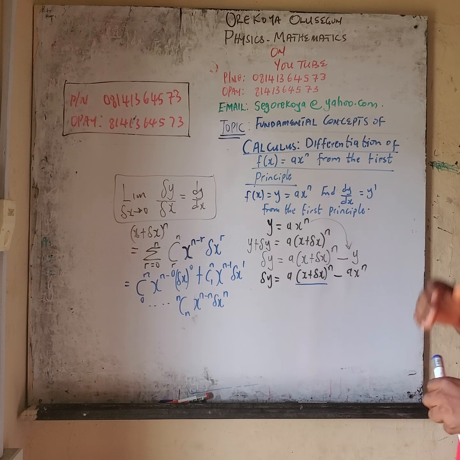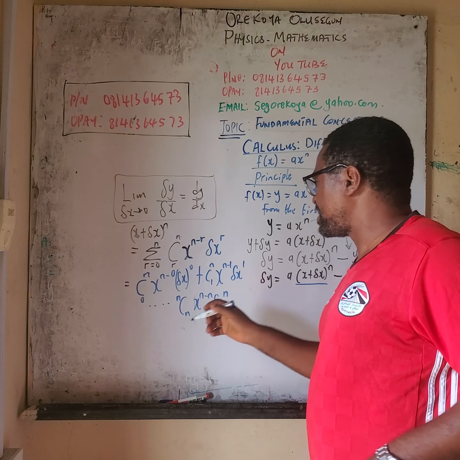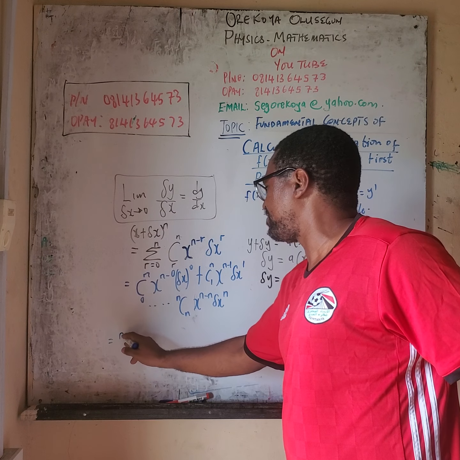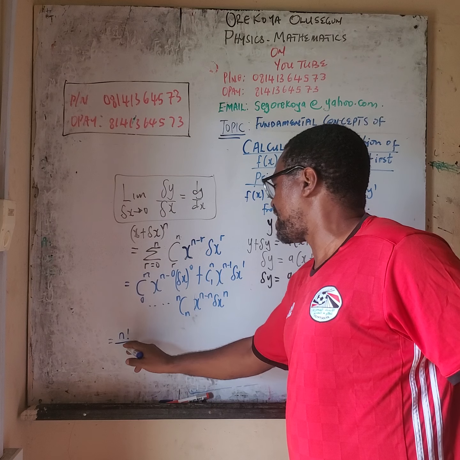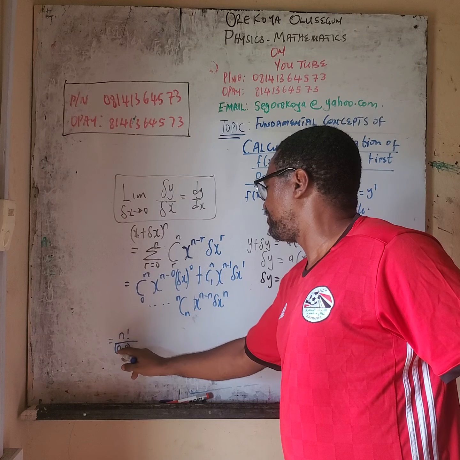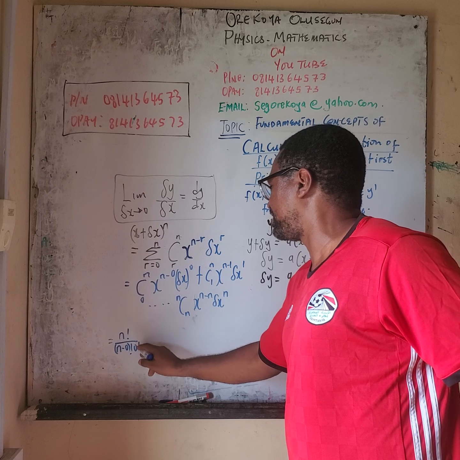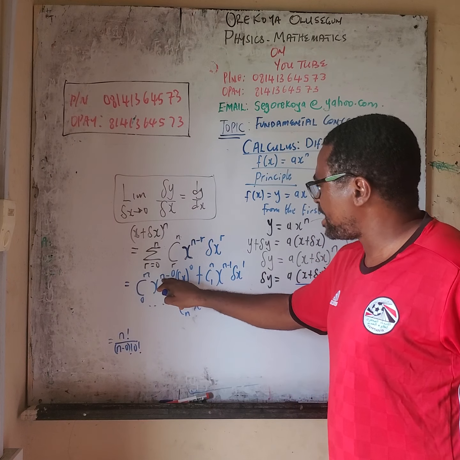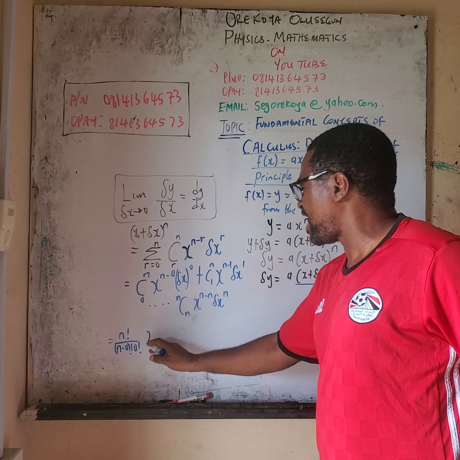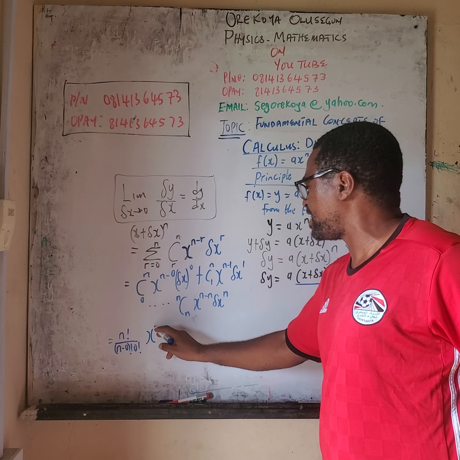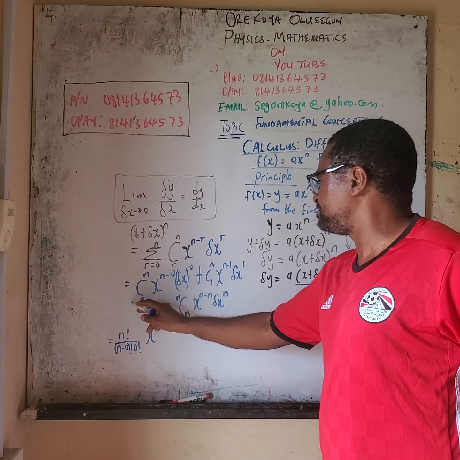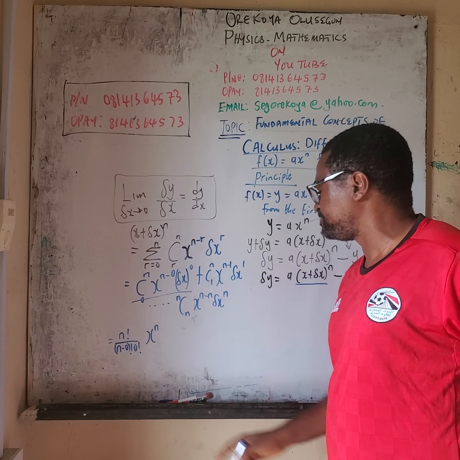Now, the next thing is this: n combination 0 is the same thing as n factorial divided by n minus 0 factorial, 0 factorial. Then n minus 0 is n. So I'm going to have x raised to power n. Then delta x raised to power 0 is 1. So I've gotten the expression for this one to be this.